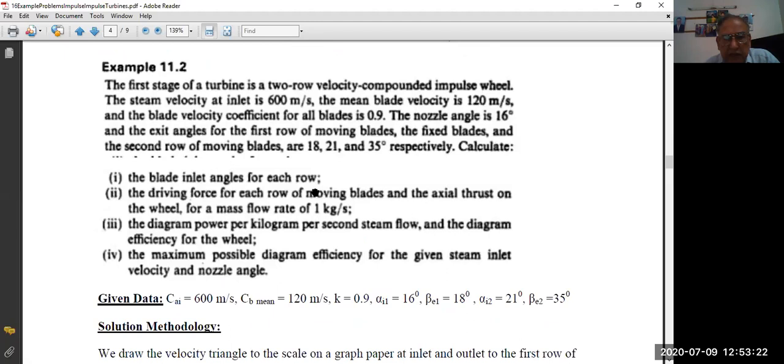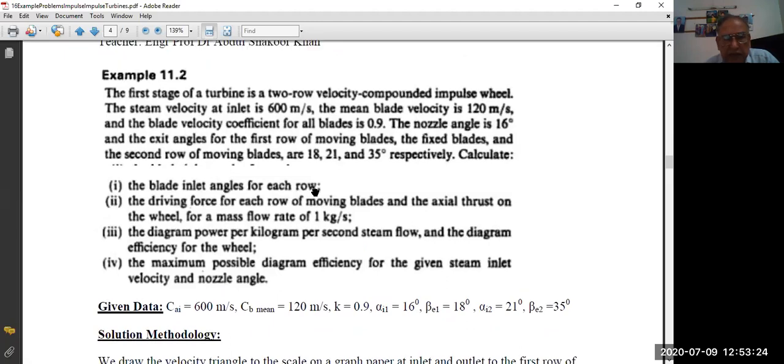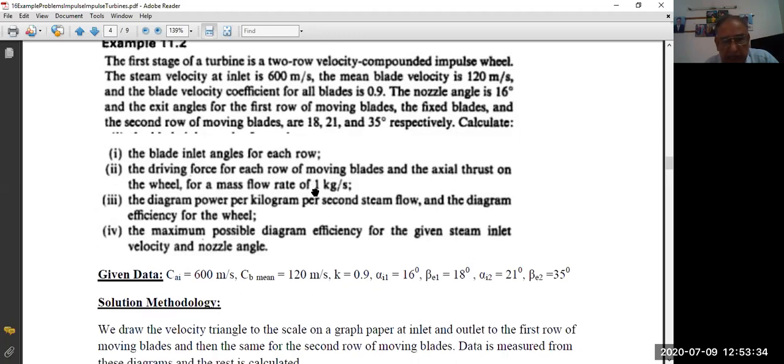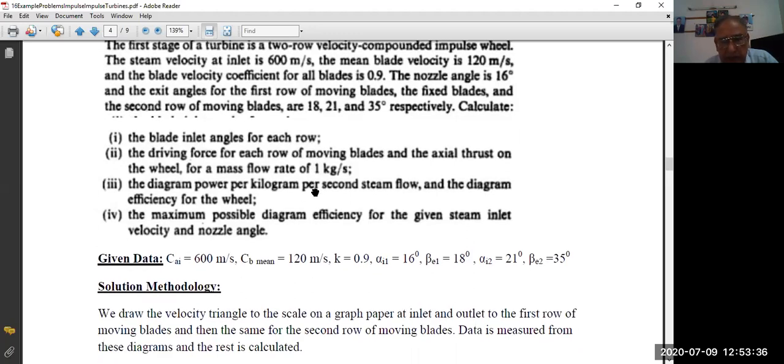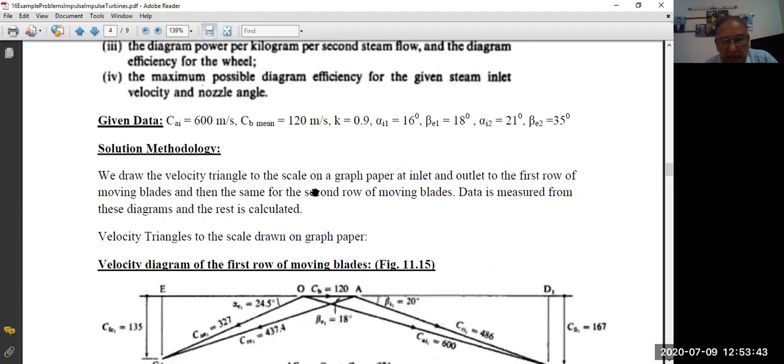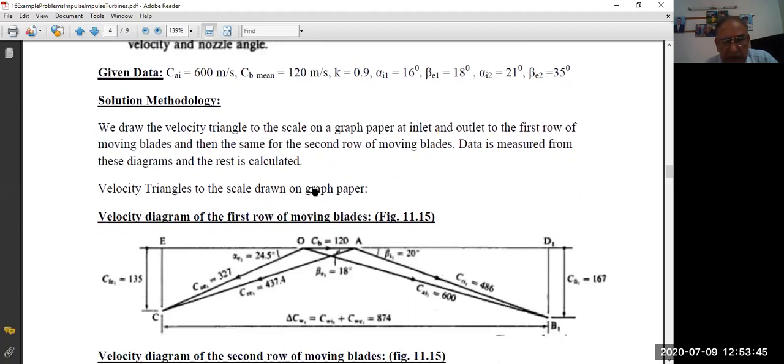This is the continuation. This is the first stage of a turbine, a 2-row velocity compounded impulse wheel. Steam velocity at inlet is 600 meters per second. The mean blade velocity is 120 meters per second, and the blade velocity coefficient is 0.9. The nozzle angle is given as 16 degrees, and the exit angle is given. Here I have summarized the given data, and here I have given the solution methodology.